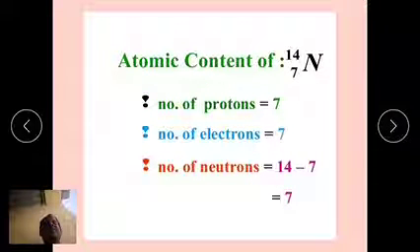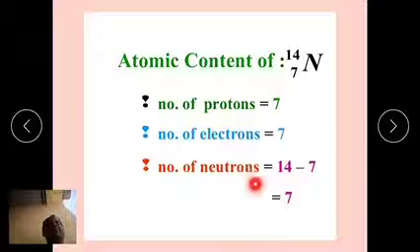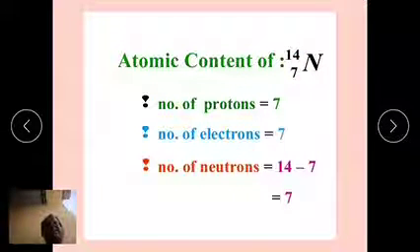Example number 3. Atomic content of N-14 with atomic number 7. The number of protons is 7, neutrons are 7, and electrons are also 7. The number of neutrons is 14 minus 7, equal to 7.